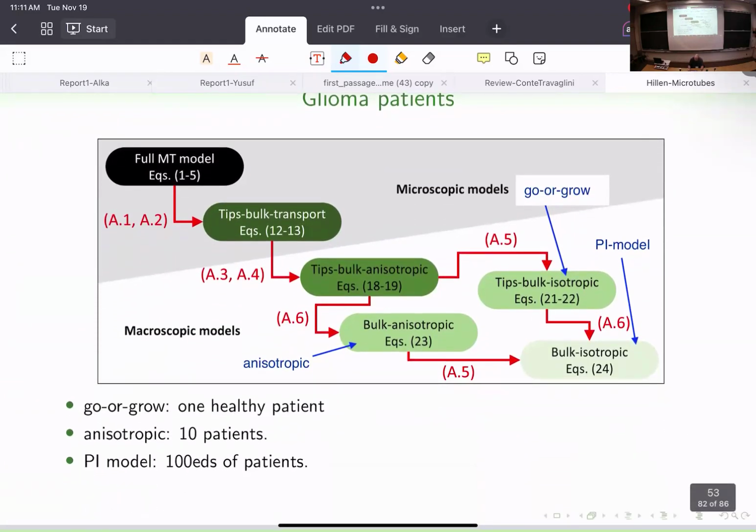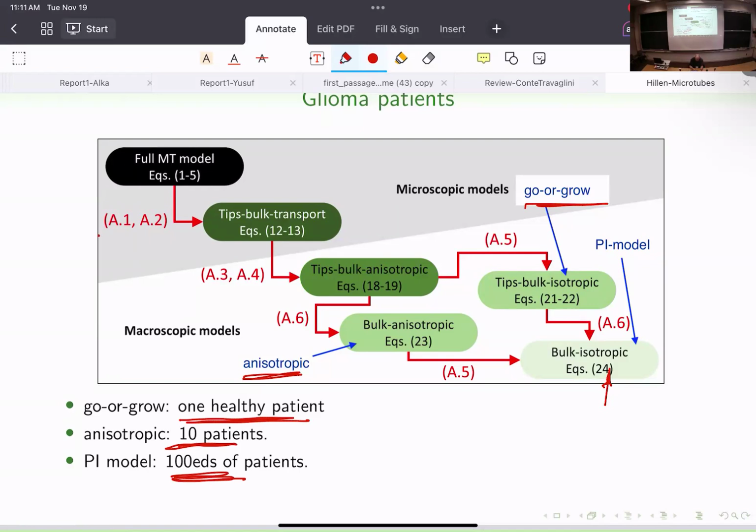So looking back at this scheme again, the bulk isotropic Swanson model has maybe been used for hundreds of patients. The anisotropic model has been used for 10 patients. And the go or grow model has been used for one healthy person. You cannot say patient because it's not a patient, it's a healthy person. And that's it, right? None of the higher level models here have been used in any kind of clinical study or for any of the brain images and so on. So there's still lots of work to be done.